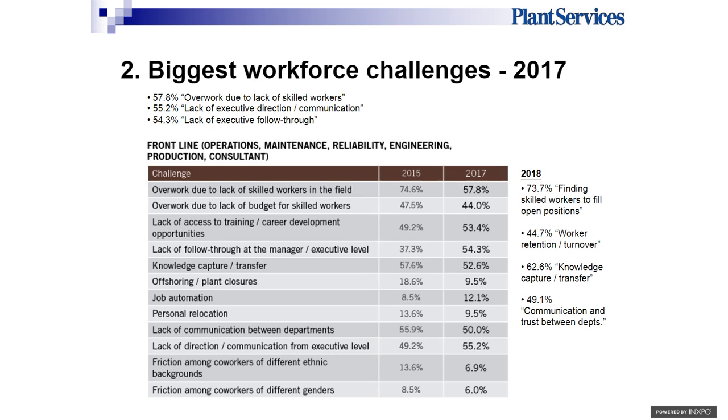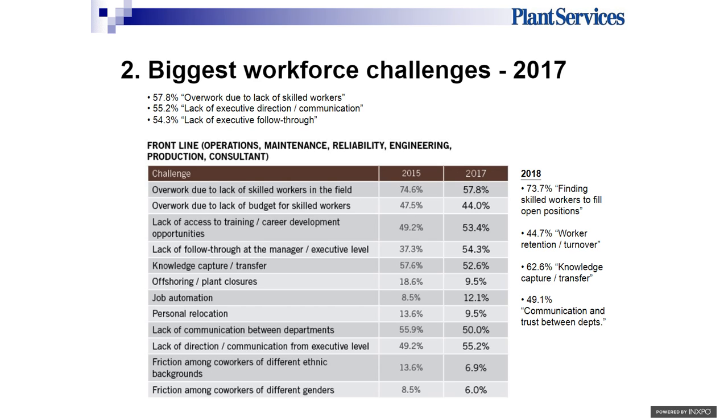So what happened in 2018? Almost 74% said finding skilled workers to fill open positions, versus about 60% who said knowledge capture and transfer, almost 50% who said communication, and 45% who said worker retention and turnover.